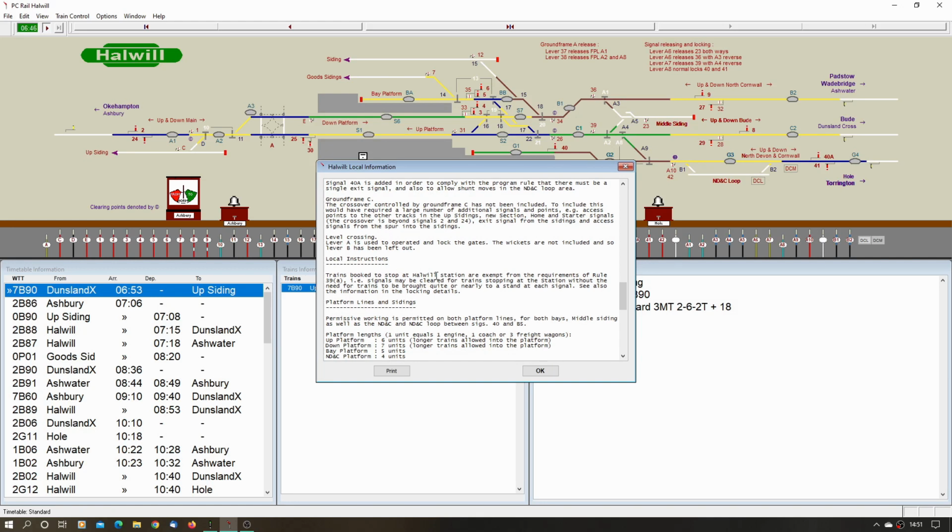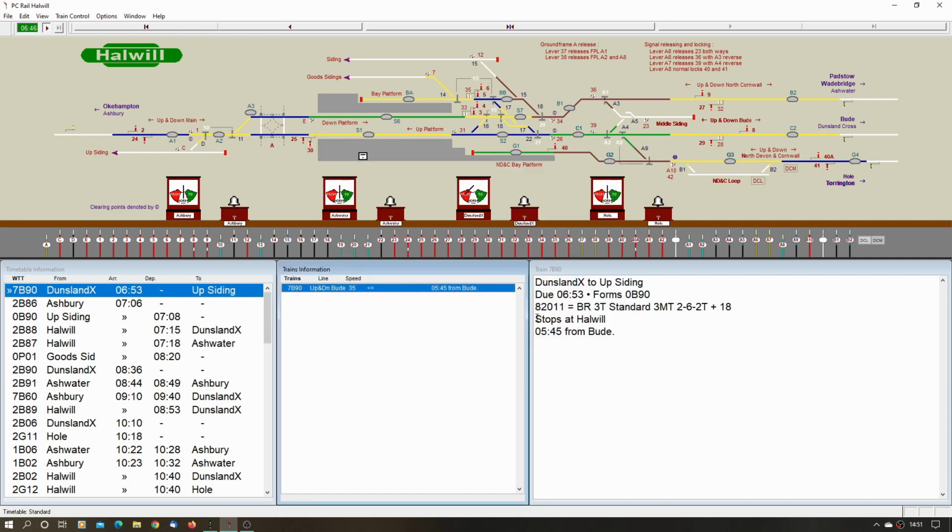Trains booked to stop at Halwill station are exempt from the requirement of Rule 39A. Signals may be cleared for trains stopping at stations without need. Right, so we don't have to caution if it's booked to stop. And this one does say it stops at Halwill, so we can clear the signals whenever we're ready.